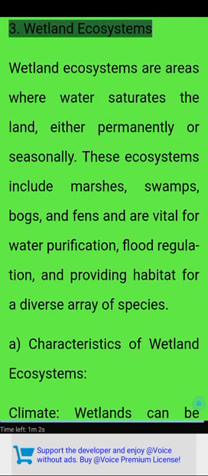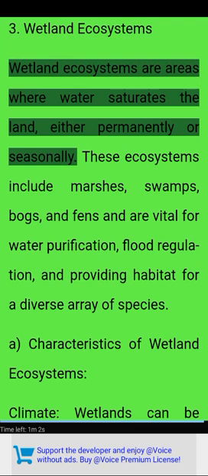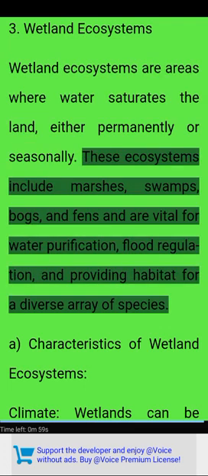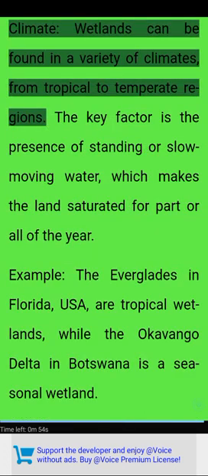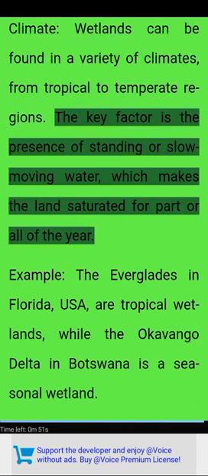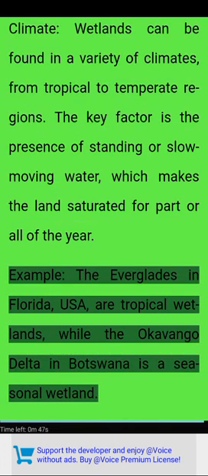3. Wetland ecosystems. Wetland ecosystems are areas where water saturates the land, either permanently or seasonally. These ecosystems include marshes, swamps, bogs, and fens and are vital for water purification, flood regulation, and providing habitat for a diverse array of species. Characteristics of wetland ecosystems. Climate: Wetlands can be found in a variety of climates, from tropical to temperate regions. The key factor is the presence of standing or slow-moving water, which makes the land saturated for part or all of the year.